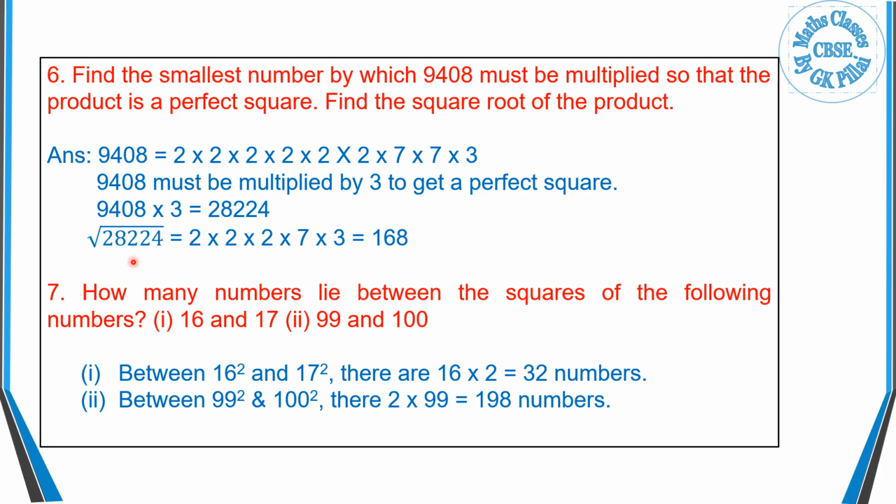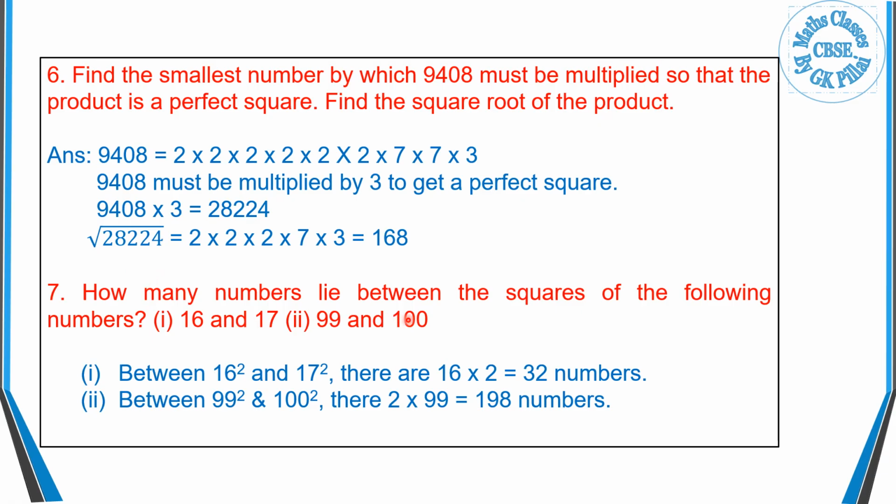Write like this. And for getting the square root, take one 2 from here, another here, another here, and another 7 from here. And 3 means we multiplied by 3, so once again you can take one more 3. So when you multiply all these things, you will get 168. This is the square root of 28224.